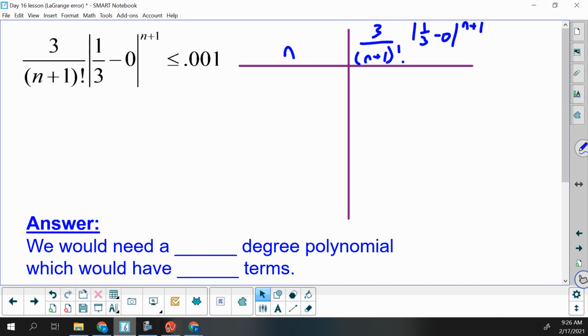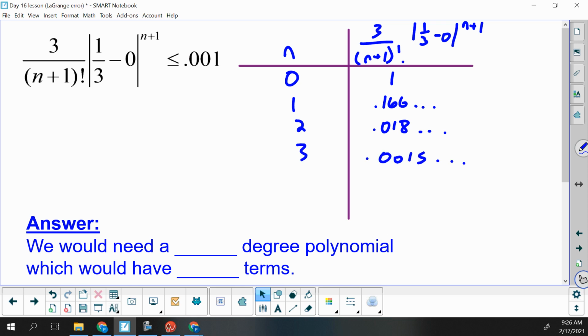So if we copy the table over, at 0 we had 1. At 1 we had 0.166 and change. At 2 we had 0.018 and change. At 3 we had 0.00115 and change. And at 4 we had 0.000102 and change. So the first one that is below 0.001 would be the 4.